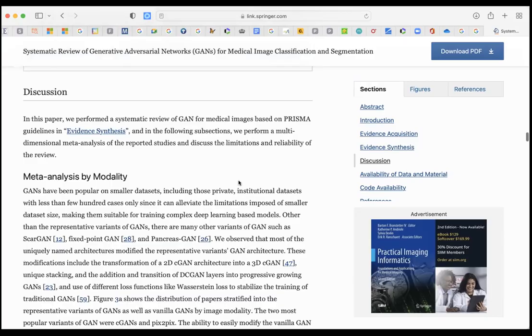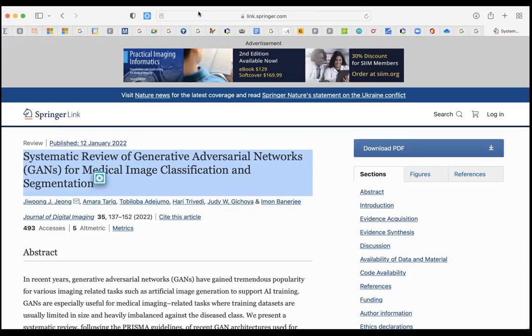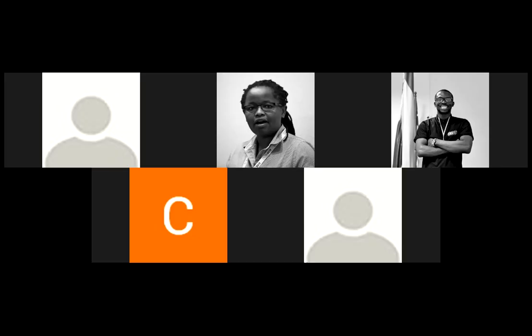Yeah, sure, John. It's a systematic review of GANs for medical image segmentation. Okay, so we have two more chapters.